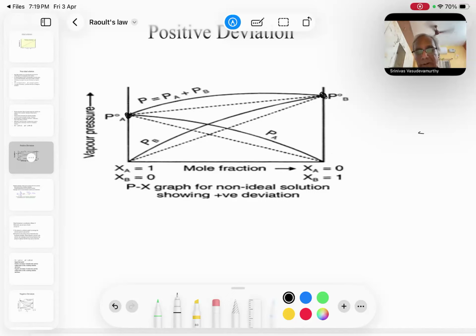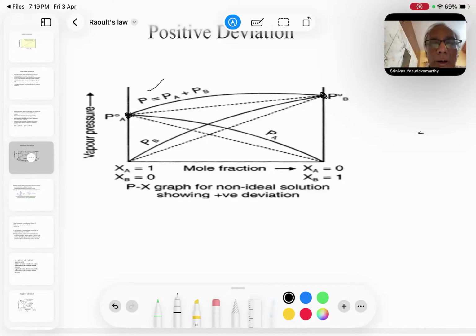Graph is very important. Sometimes I ask you to draw the graph for a positive deviation. Or in a multiple choice question, they may give 3 or 4 graphs. They will ask which one is representing positive deviation, or which one is representing an ideal solution, or which is representing a non-ideal solution.